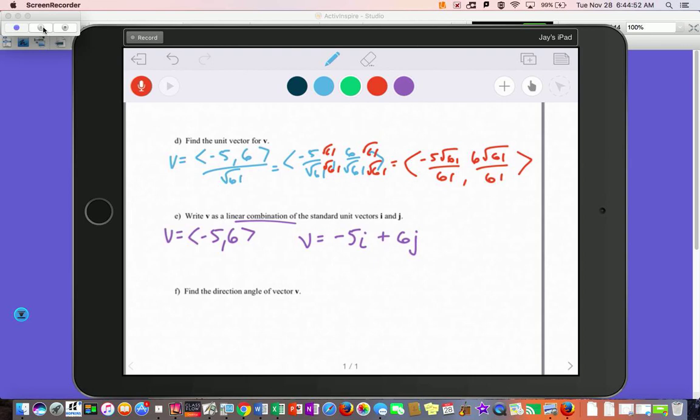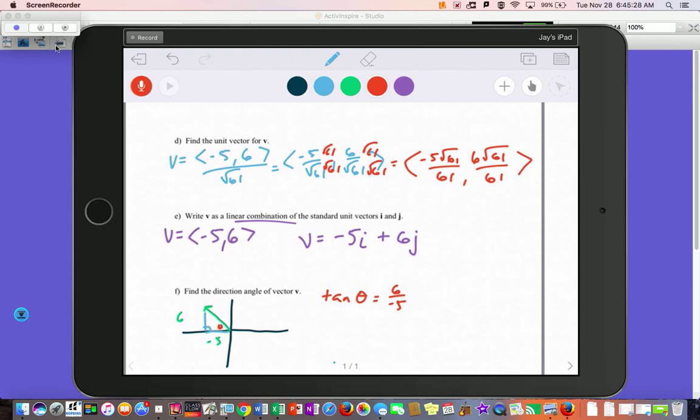All right, so then the last one is to find the direction of the vector. So I would draw an xy axis. I'm going to draw my vector again. That's negative 5, 6. And what that does is creates the right triangle that we've been working with since chapter 4. So I can do tangent of theta. Theta would sit right there. Tangent of theta is opposite 6 over adjacent negative 5.